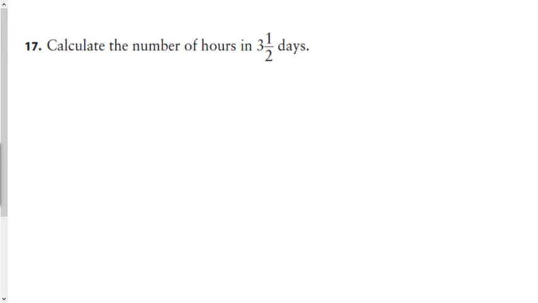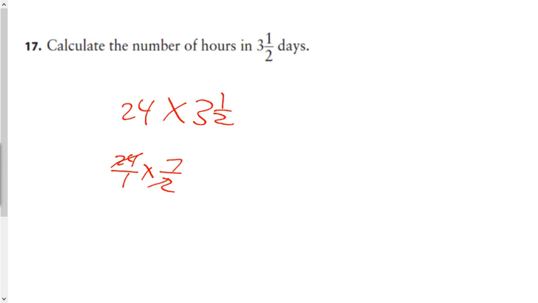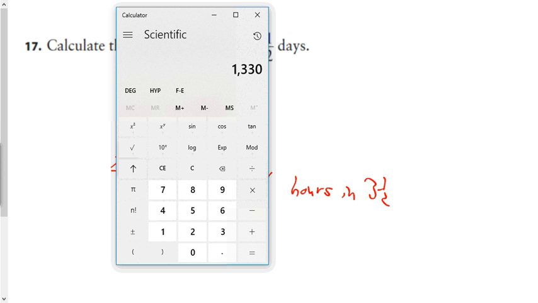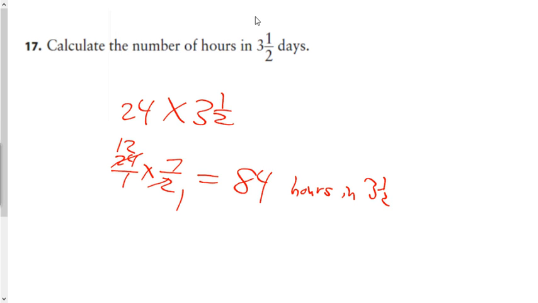Question 17 says calculate the number of hours in 3.5 days. So 1 day is 24 hours. So if I multiply that by 3.5, I will get the number of hours in 3.5 days. So 24 over 1 multiplied by 7 over 2, cross reduce. I end up with 12 times 7, which is 84, and therefore there are 84 hours in 3.5 days. Now, obviously, if this was a question in the real world, you'd multiply it by 3.5 and you'd still get 84, because 24 hours multiplied by 3.5 is 84.